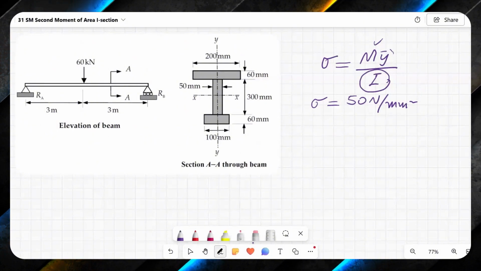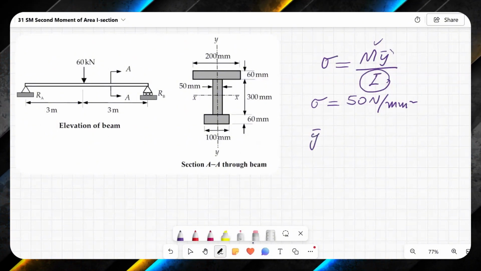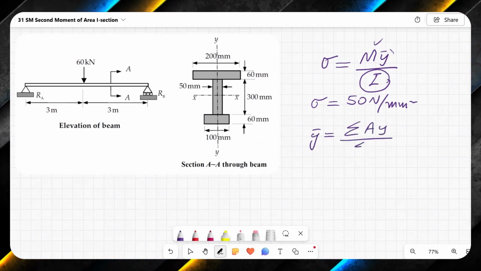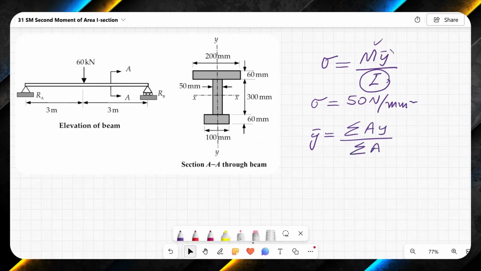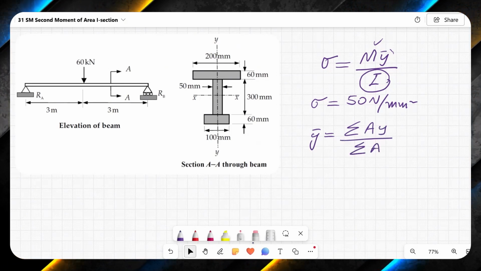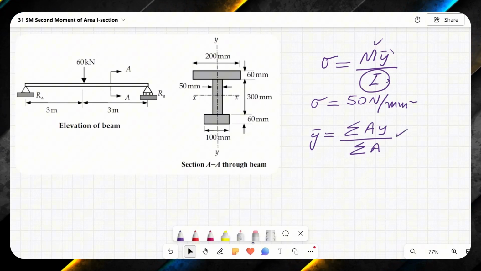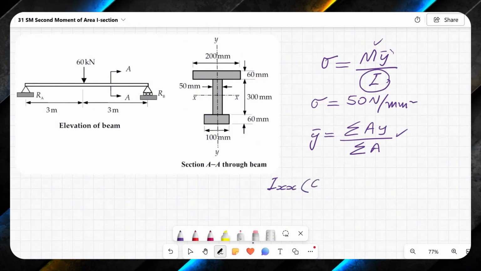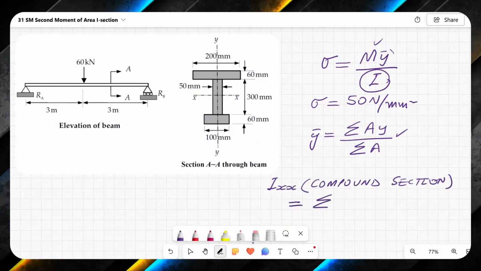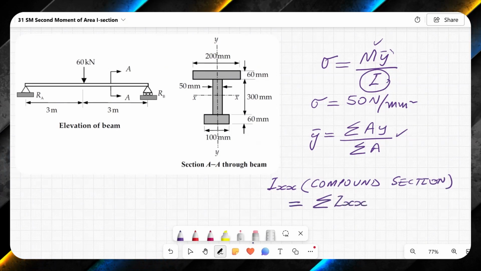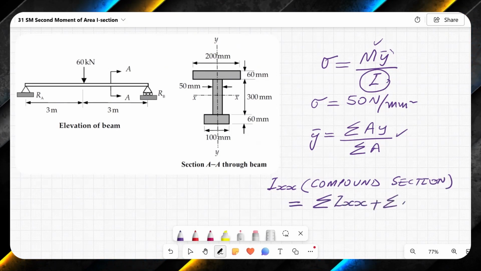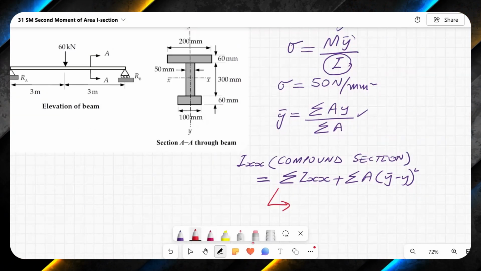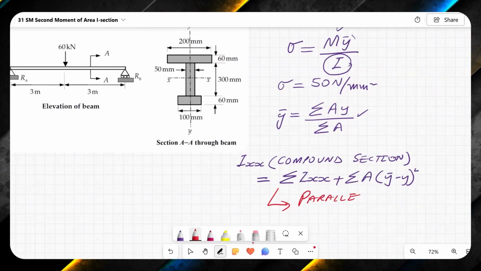So the formula for centroid of this section is y bar is equal to summation of Ay divided by summation of A. This will mean that I will divide this portion into a number of areas, and then I will find out y bar. Ixx is second moment of area of the compound section. This will be equal to summation of Ixx of individual components plus summation of A (y bar minus y) whole squared. This is what we call the parallel axis theorem.